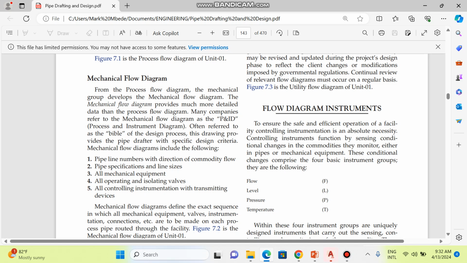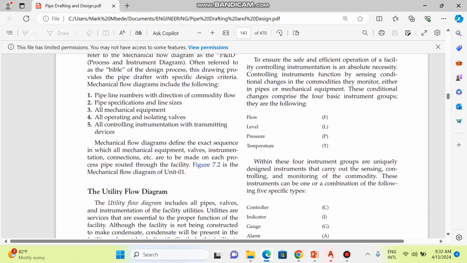Controlling instruments function by sensing conditional changes in the commodity they monitor, either in pipes or mechanical equipment. The conditional changes comprise four basic instruments. So these are four basic instruments in the process facility. We tend to control the flow.